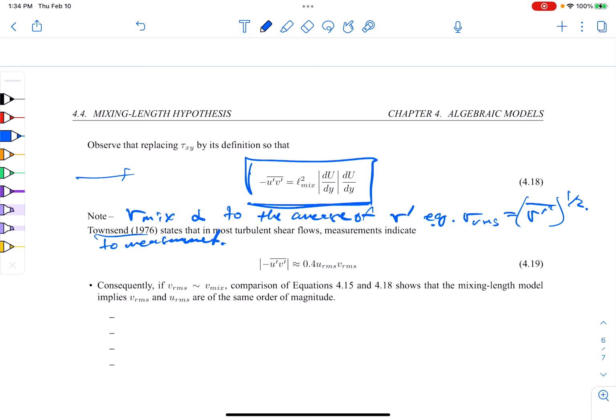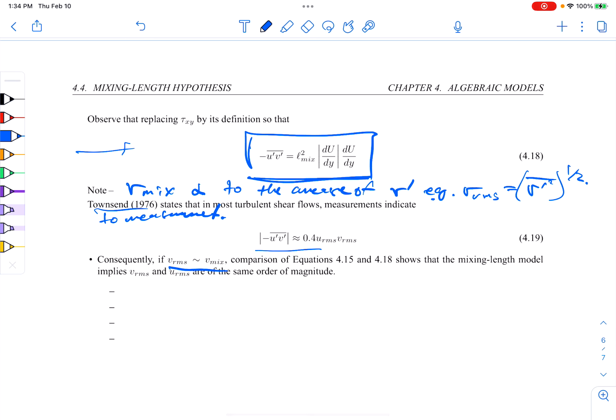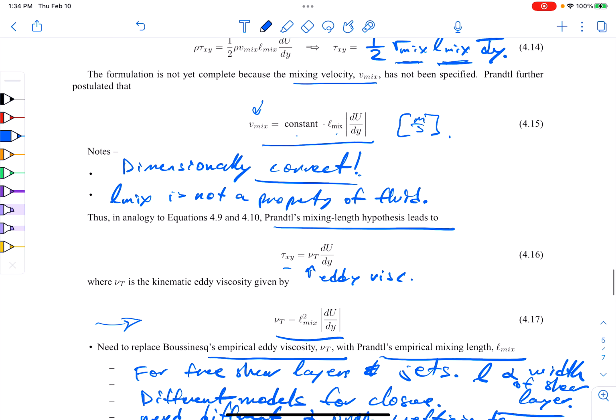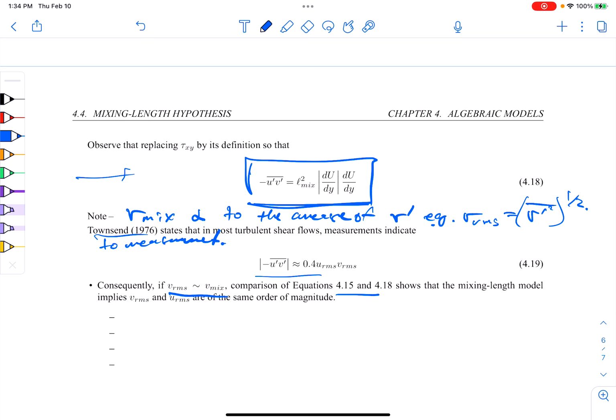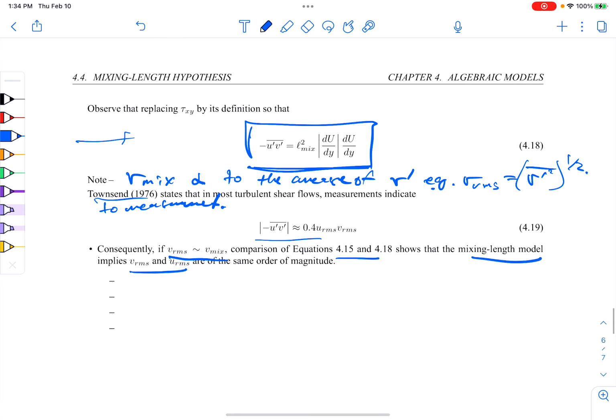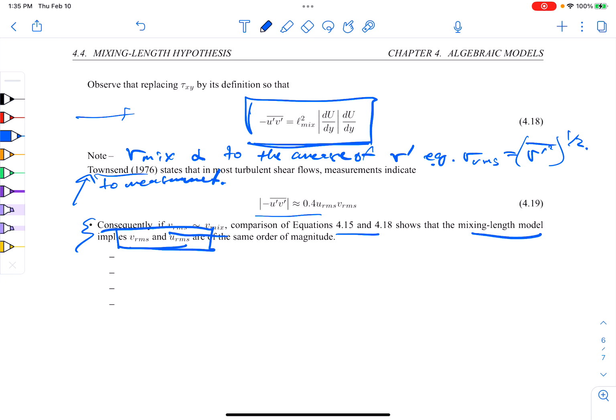If you compare equation 4.18 to measurement, there's a paper by Townsend in 1976 where he writes this equation for an incompressible shear layer. Here's the magnitude of the Reynolds stress, goes as a constant times URMS times VRMS. And if you argue that VRMS goes as V mix, then look at equations 4.15 and 4.18. In 4.15, V mix is a constant times L mix partial U partial Y. I guess you can deduce that these are the same order of magnitude, and that's what's argued in this Townsend paper. So this model of Prandtl and von Karman shows that VRMS is proportional to URMS, right?